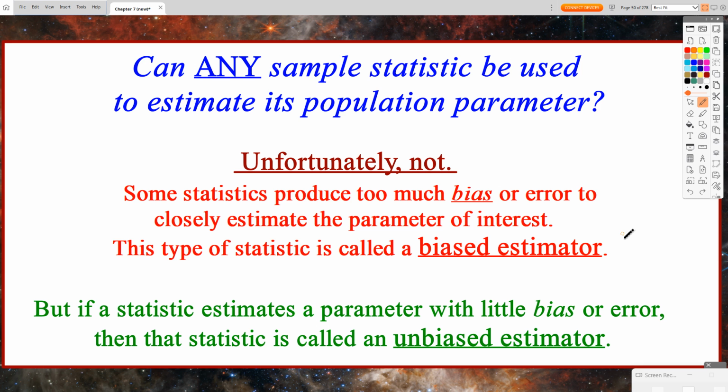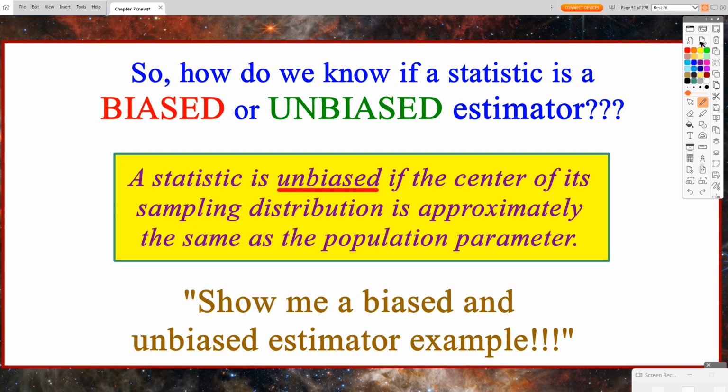Now, previously I said the main reason that we're really going to be talking about means and proportions is because means and proportions are examples of unbiased estimators. They have very little to no error in their estimations of the true population parameter values that they're trying to estimate. But I'm going to show you an example of a true unbiased estimator, and I'm going to show you an example of a biased estimator.